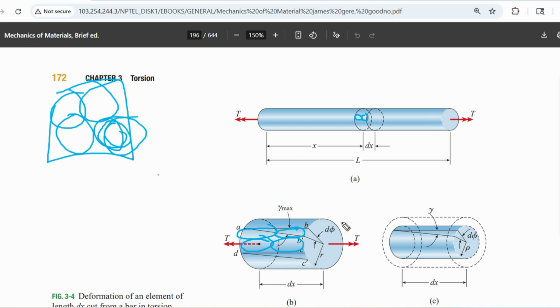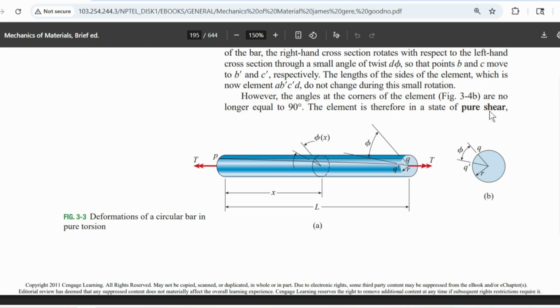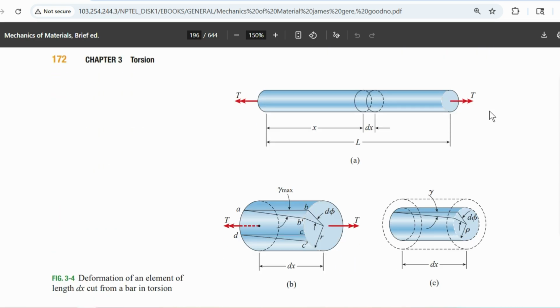Because it's a differential element, it doesn't really have to have numbers. I mean, it could be a fraction of a fraction of a fraction because it gets infinitesimally small. That's the other thing I do not like about visualizing infinitesimally small things. But that element is in pure shear.